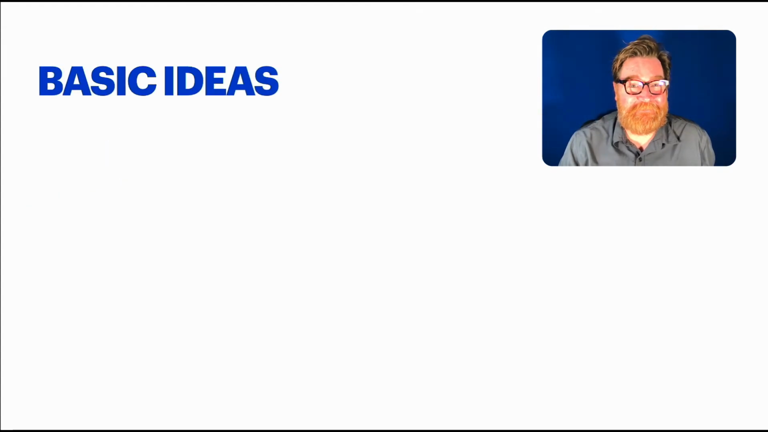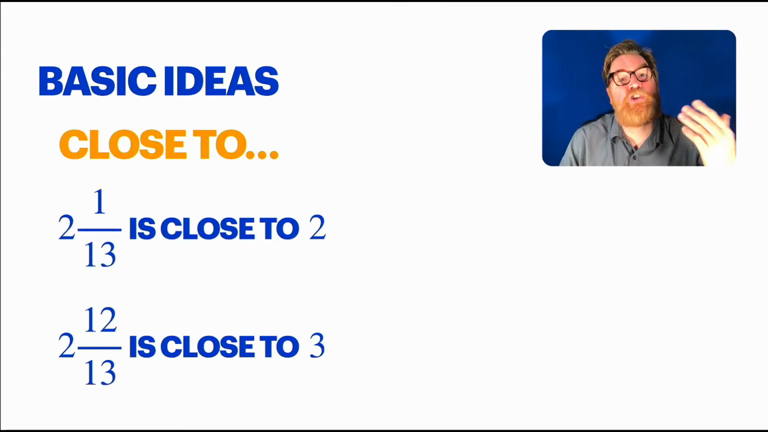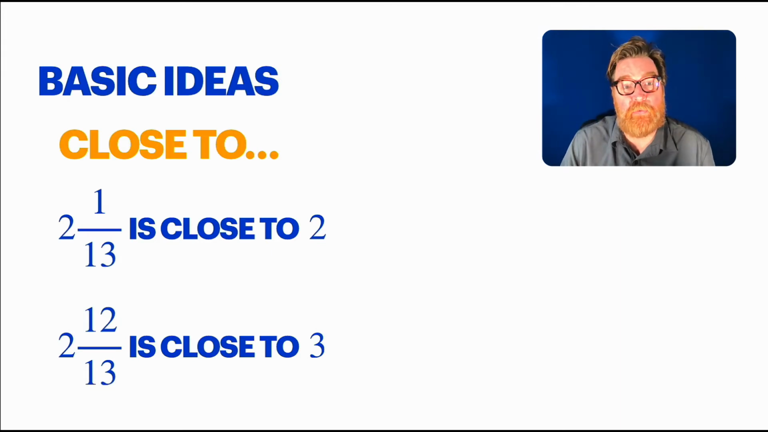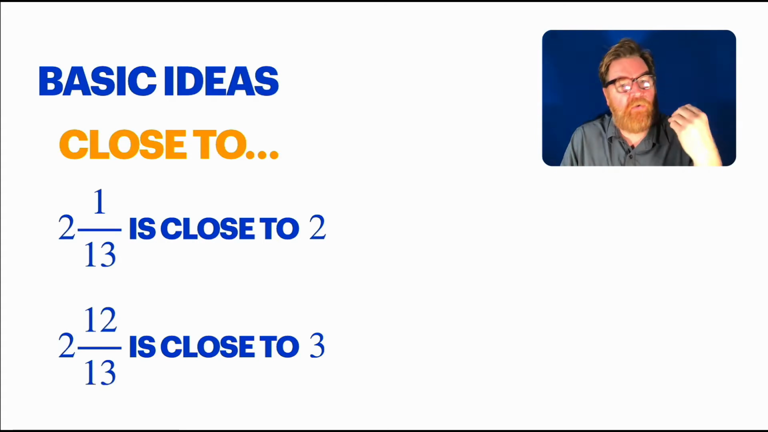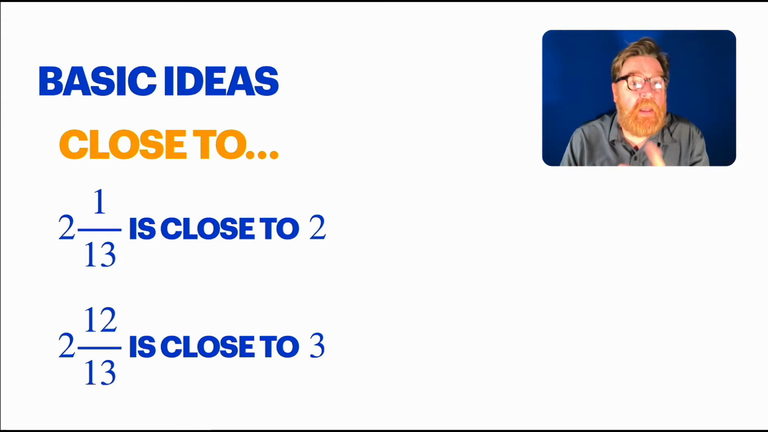Nothing to it. All right, let's go through the basic ideas, just seeing how they hit with mixed numbers, just like we did with fractions. For example, close to. 2 1/13 is very close to 2. Why? Well, 1/13 is very close to 0. See how our knowledge of the fractions is really going to pay off here? So 2 plus almost 0 added onto it is just close to 2. And 2 12/13, since we know 12/13 is very close to 1 whole, that means we're really close to 3 with 2 12/13.